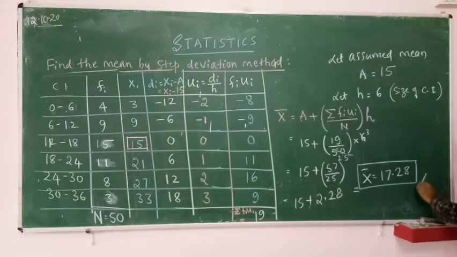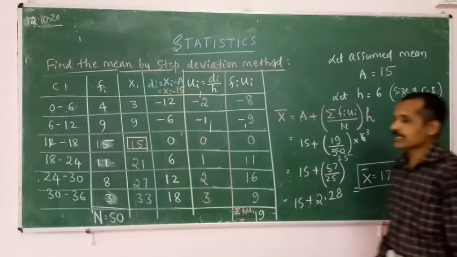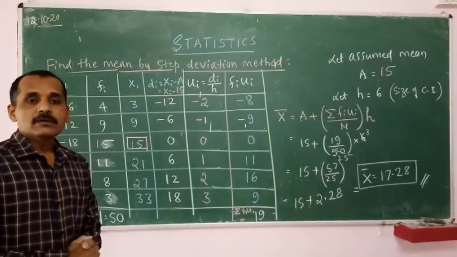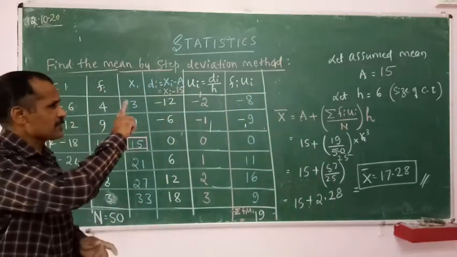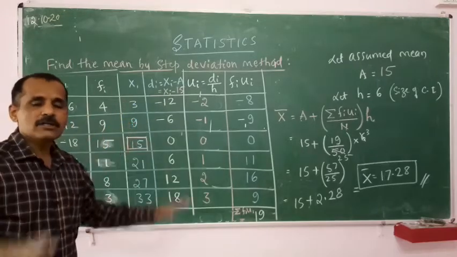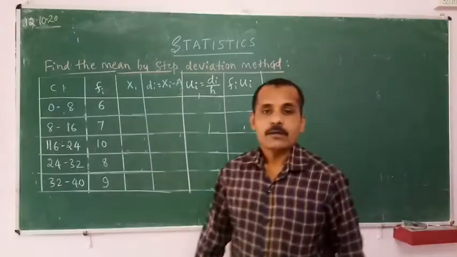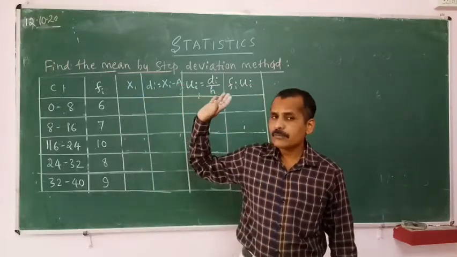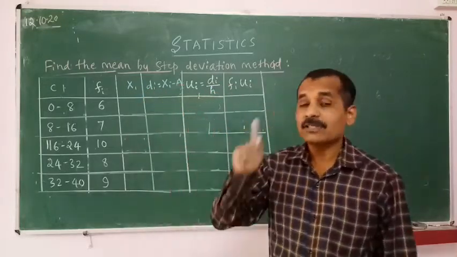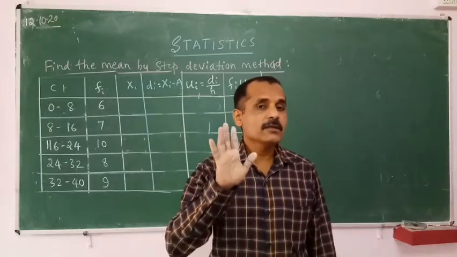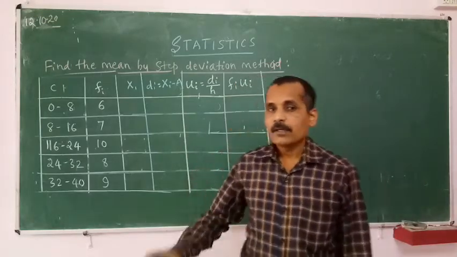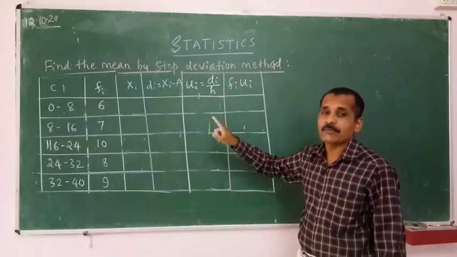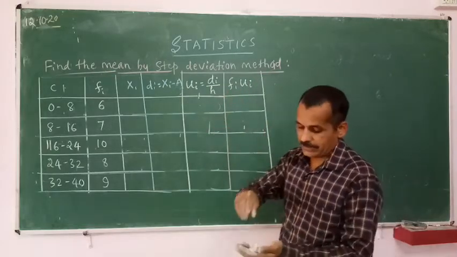That is the end of the problem. Ready children? This is how the problem has to be solved. I will solve only one problem last. With that, all the methods come to an end. Students, this is the last problem. I have chosen this problem because it was already solved in the first video. You may know what the answer is. Let us solve the same problem by using the step deviation method.